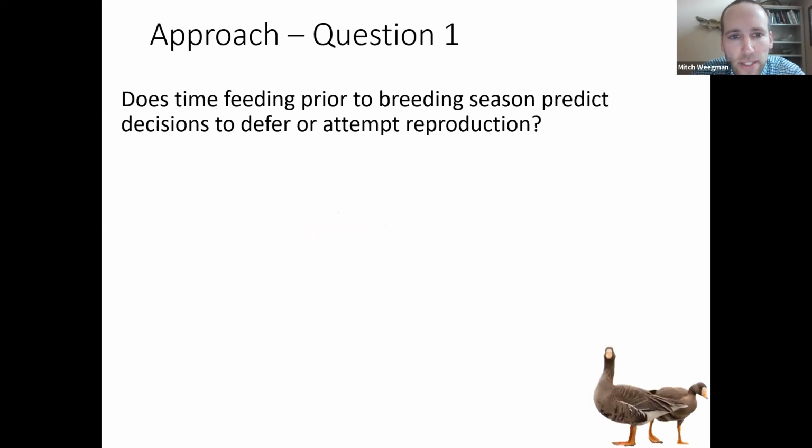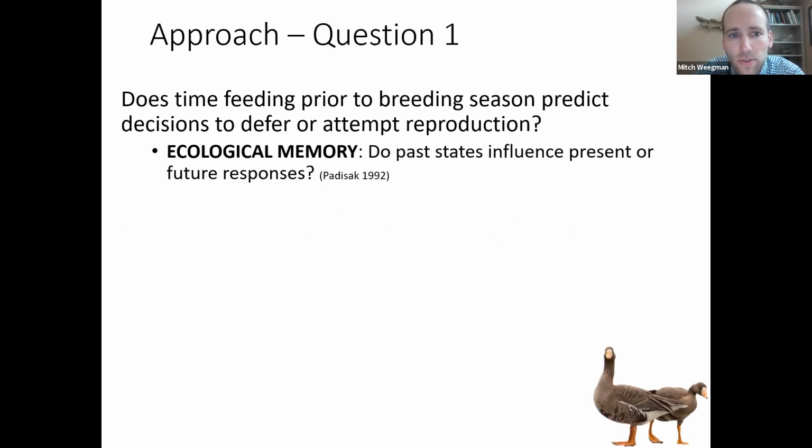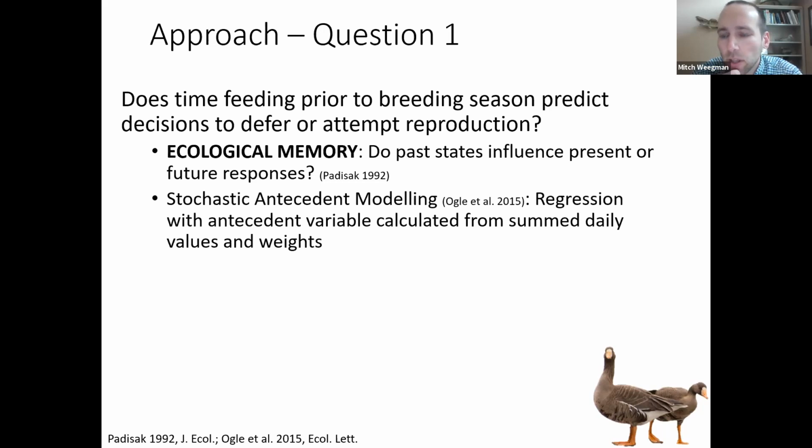So we have a series of questions here that we want to work out. One is, does time feeding prior to the breeding season predict decisions to defer or attempt reproduction? And for this, we're using the ecological memory framework. The fundamental idea here is a test of whether previous states influence past or future responses. Kiona Ogle at Northern Arizona University and others in 2015 published this really cool paper parameterizing an ecological memory model via the stochastic antecedent modeling framework. And basically this modeling framework works as a regression, a modified regression, with an antecedent variable, which is calculated from summed daily values and weights.